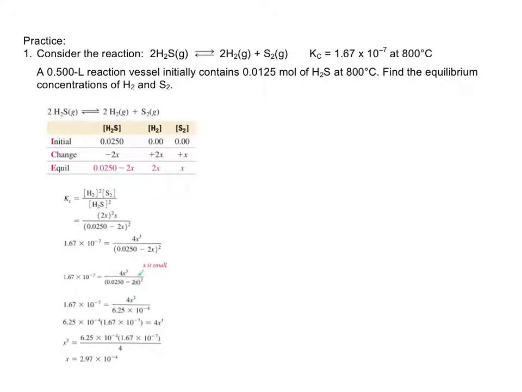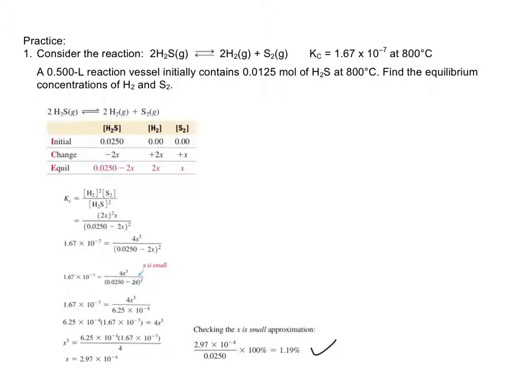If we make that assumption, then we just need to solve for x cubed. That's the only other x in our equation. Then we can solve for x as 2.97 times 10 to the minus 4th. To check that our x is small approximation is valid, we take the 2.97 times 10 to the minus 4th divided by our initial concentration, which was 0.0250. That means only 1.19% of it reacted, so our approximation is fine because that's less than 5%.